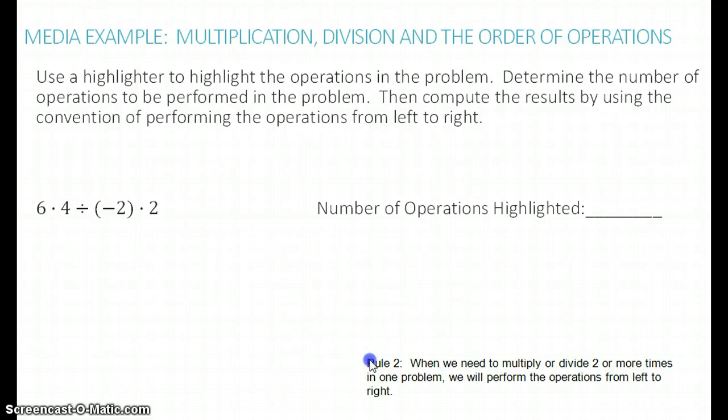So we're going to use Rule 2 that we learned in the last video. When we need to multiply or divide 2 or more times in one problem, we will perform the operations from left to right. So let's get started. Notice again, we're going to use a highlighter to highlight the operations. This is going to be important so we can distinguish operations from integer signs.